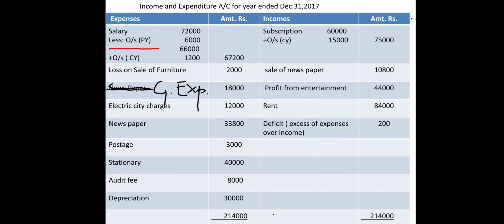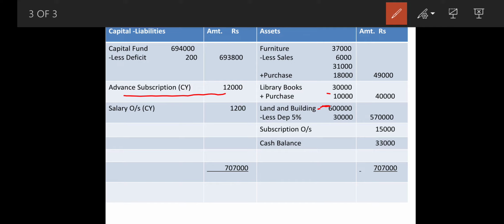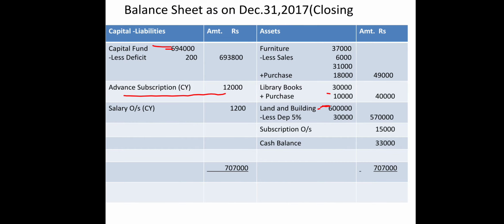And then comes your capital fund. So come to your balance sheet. Over there, on the liability side, capital fund, inner column 6,94,000. That's it. Now we will be highlighting the adjustments.